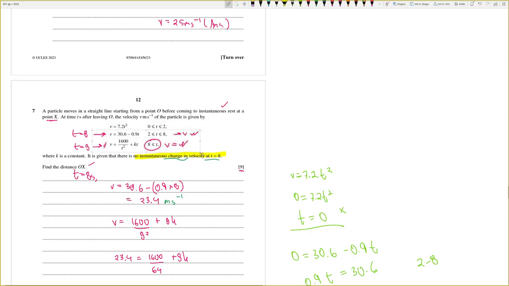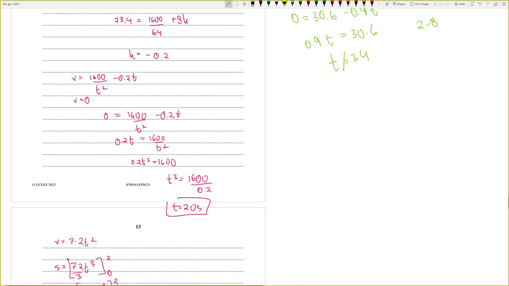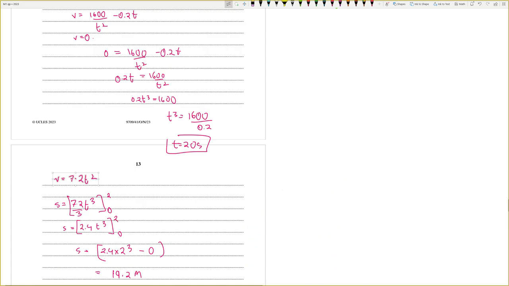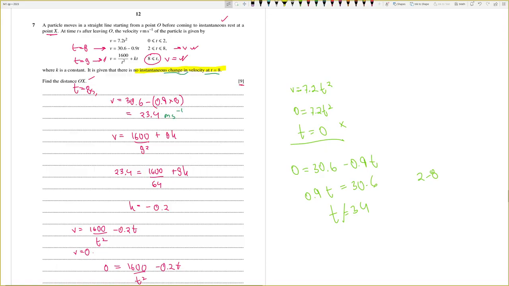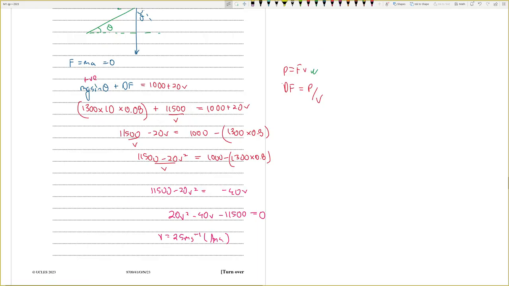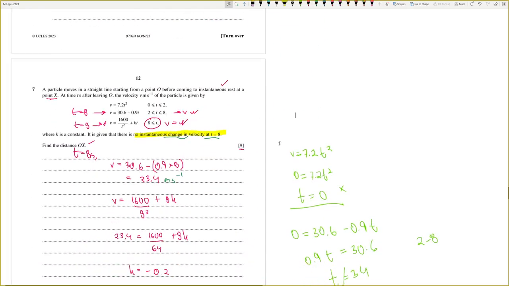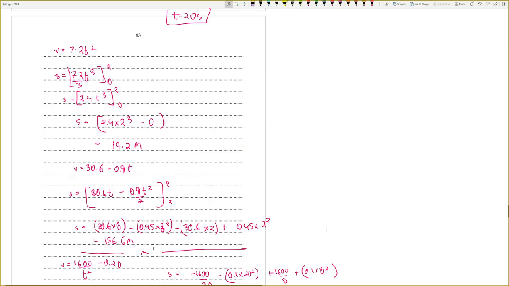But now since you have three different equations for the three phases, you have to find the distance separately, step by step. For the first one, if you integrate it, you get 7.2 t cubed by 3. You apply limits of 2 and 0, so you get an answer of 19.2 meters. The second one, if you integrate it, you get 30.6 t minus 0.9 t square by 2, and you apply the limits of 8 and 2. As you can see, I've done the working over here: 156.6 meters.